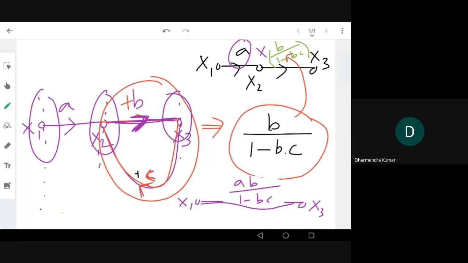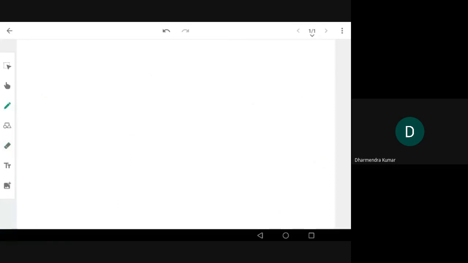Okay. Now we can see some examples of how I can apply Mason's gain formula. So I again write Mason's gain formula, which is used to determine the transfer function of a system or a block diagram, right? From the signal flow graph. So the first process is you have to convert the block diagram into a signal flow graph, or you might be given the signal flow graph directly. Now you have to apply Mason's gain formula. So what is Mason's gain formula? The T, what is T here?